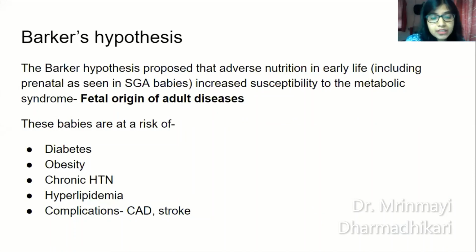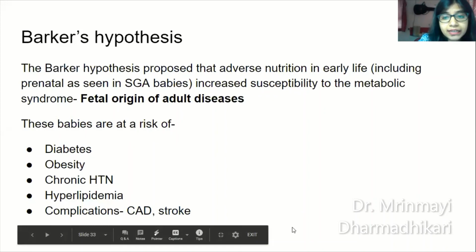And as per this hypothesis, these small for gestational age babies or low birth weight babies are at a risk of diabetes, obesity, chronic hypertension, hyperlipidemia, as well as complications like coronary artery diseases and stroke later on in life. A number of studies after this hypothesis have been undertaken, and most of them have found this hypothesis to be true, though large-scale studies are still awaited to formulate certain management interventions to prevent this sequelae in these babies.